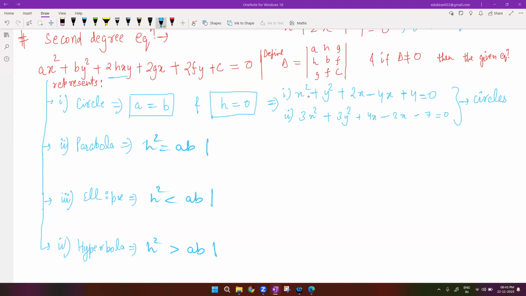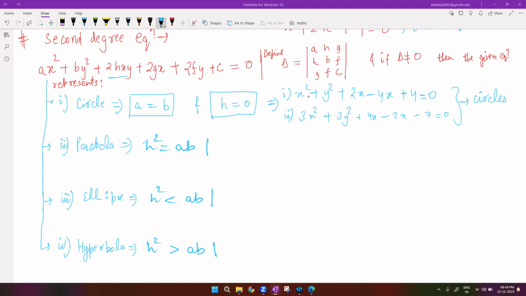There will be no question which needs this much information, where you need to find out delta and then define this. That won't happen. So just these cases will help you. Remember that if an equation is of 2 degree and it's a circle, then it must satisfy these two conditions, right? Now, similarly, let's go for the parabola.